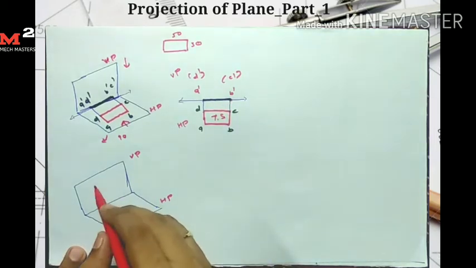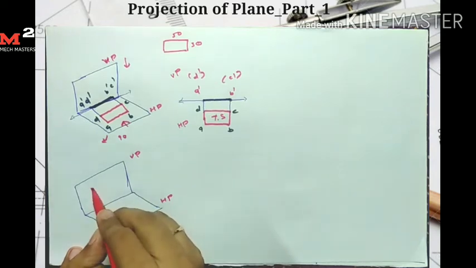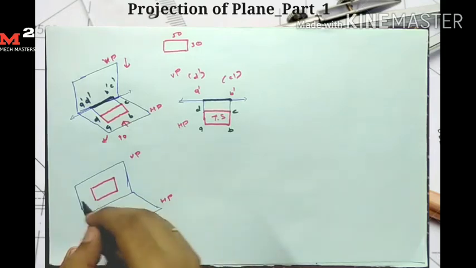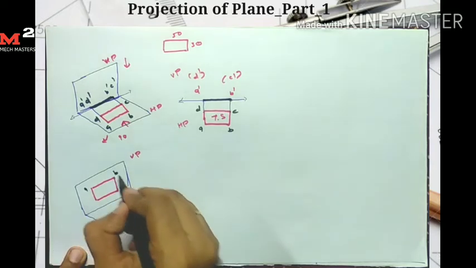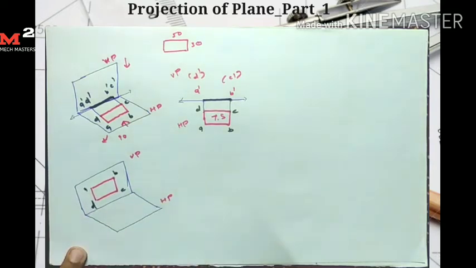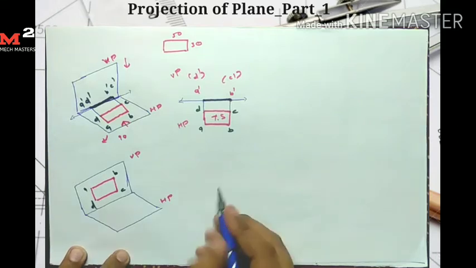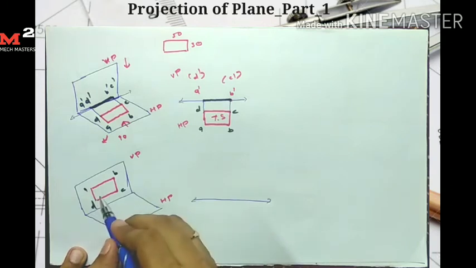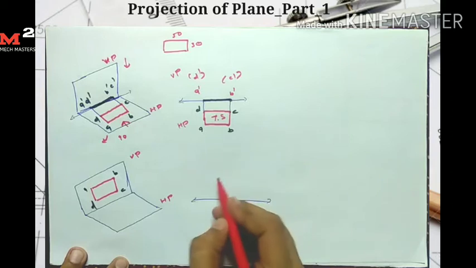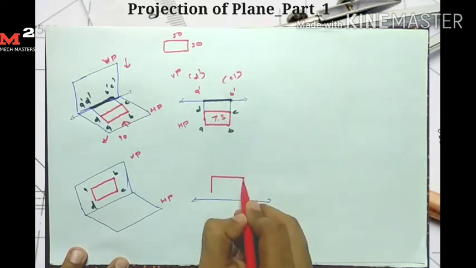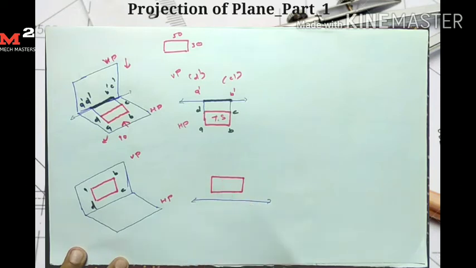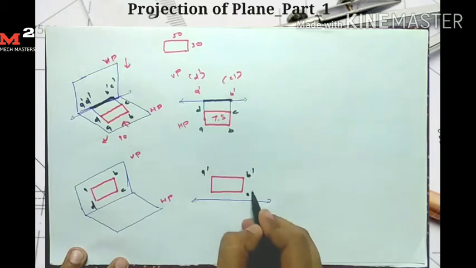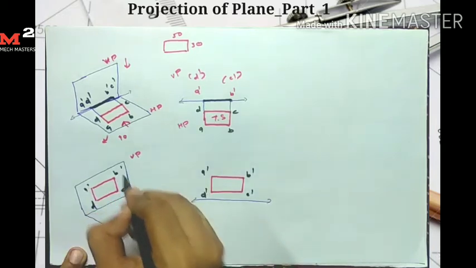In the second case we take that this plane is resting on the vertical plane. Same plane, same rectangle plane, 50 by 30. I give the names here A, B, C and D. Now I draw its orthographic projection here. This rectangle shape, or true shape, is seen in the front view, so I draw it here in the vertical plane and give the names A dash, B dash, C dash and D dash because it's a front view.